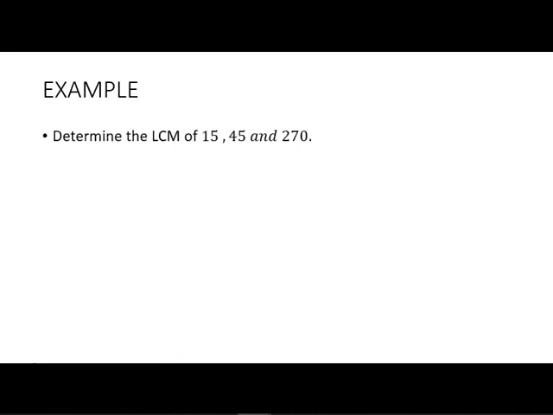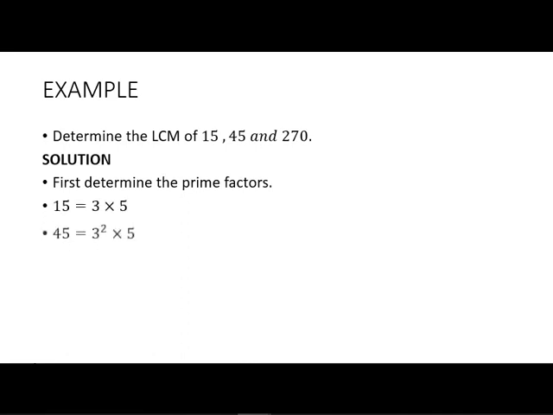Let's find the LCM between 15, 45, and 270. I will start by prime factorizing 15, which is 3 times 5. Prime factorize 45, which will simply give you 3 squared times 5, and prime factorize 270, which will give you 2 times 3 cubed times 5.